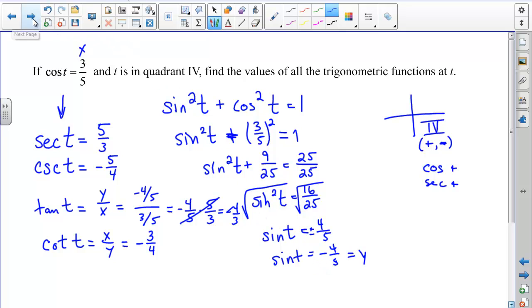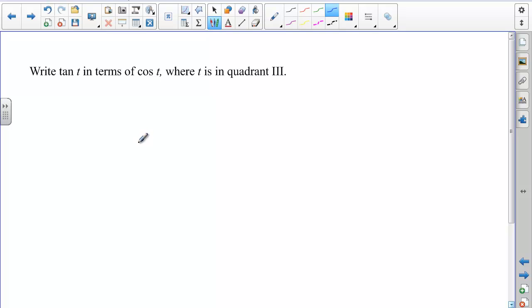Here's another problem where we say write tangent of t in terms of cosine of t, where t is in quadrant 3. Okay, so let's think about this. Tangent of t. How can I write that so that we get cosine? Well, I know that the tangent is the sine of t over the cosine of t. So that's a good start. There's one cosine.